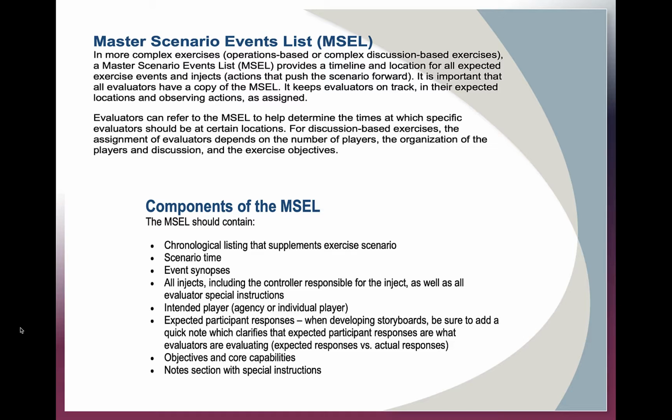So, components of this MSEL. It has a chronological listing that supplements the exercise scenario. It gives the times, the synopsis, and any of the injects that need to be added in so that players can continue moving forward. It gives the intended player, whether it's an agency or individual players: this part of the exercise is testing the PD or the EMS system. It also includes expected participant responses, so what is it that we expect them to do? Objectives, core capabilities, and then any special instructions as well.